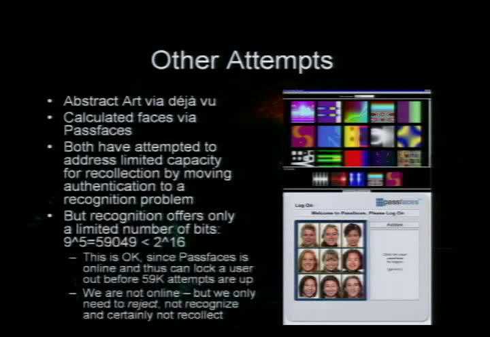Instead of doing recollection for passwords, they try to do recognition, where you recognize something vaguely defined as artwork, or you recognize human faces that are automatically generated. If you look at this Passfaces system where you recognize the face that you look at, we got five attempts, and you got to pick one of nine. Nine to the fifth is 59,000. That's not even 16 bits of entropy in that passphrase.